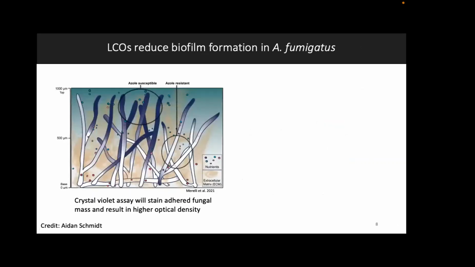And during my time here, I, alongside an undergraduate researcher, Aidan Schmidt, we decided to go into this rabbit hole of looking at biofilms in Aspergillus fumigatus. Basically, they follow the same idea that they do in bacteria. They have a unique extracellular matrix. They have an increased tolerance to antimicrobials, and they also have more adherence to surfaces. So we decided to basically treat the fungus with LCOs and the fragments that would make up an LCO, and then do a crystal violet assay.